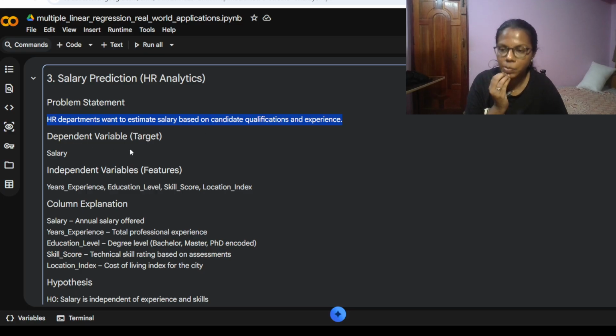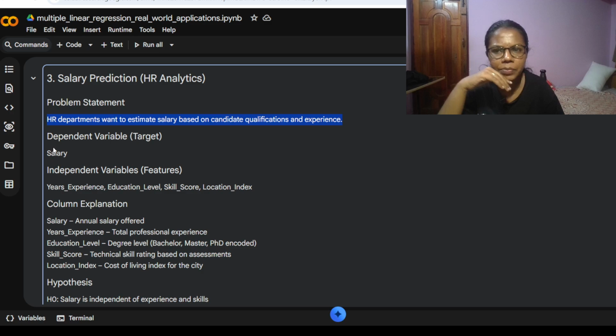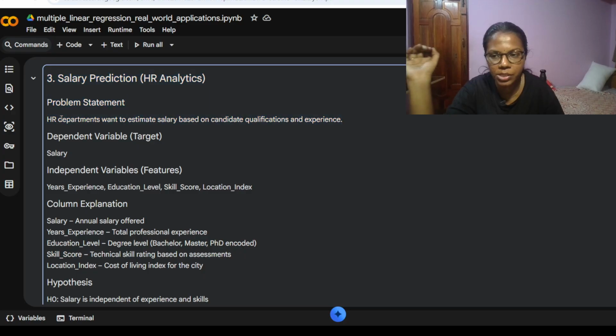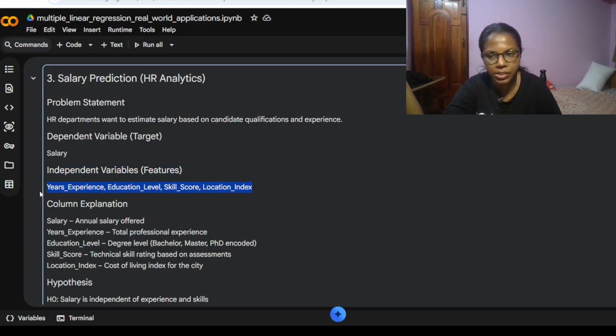For this kind of problem statement, what is something that you could predict? Absolutely the salary. That is what is clearly given in the problem statement: you want to estimate salary based on candidate qualifications and experience. So what could be the possible independent variables you are going to use for prediction? Years of experience of a candidate or an employee, education level, skills score, location index.